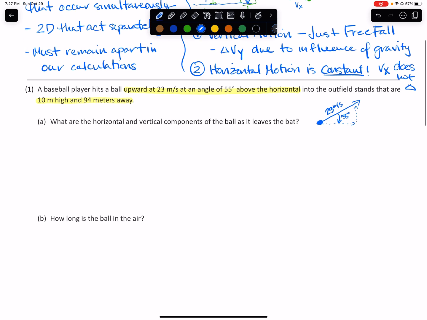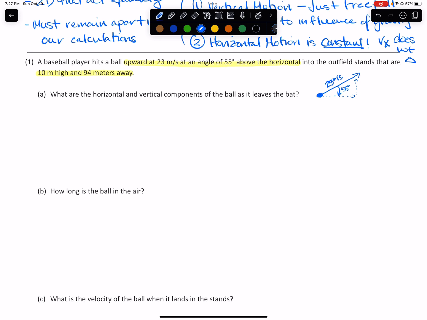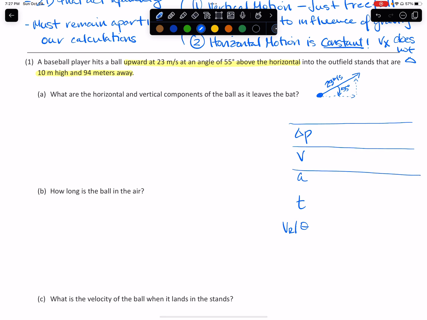Now, the organizer that I like to use is pretty simple: change in position, velocity, acceleration, time. And then I usually put the resultant velocity and theta in here too. So I make my rows and columns, and I give myself two columns here. One is the X column, so that's my horizontal, and then one is my Y column. But I stop after acceleration because the time is the same no matter what dimension you're in, and so is the initial resultant and theta.